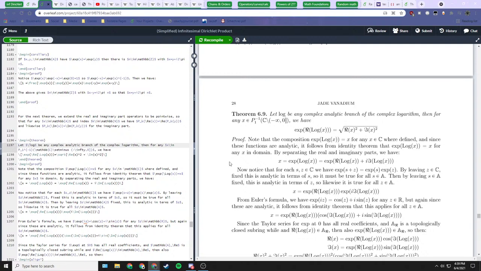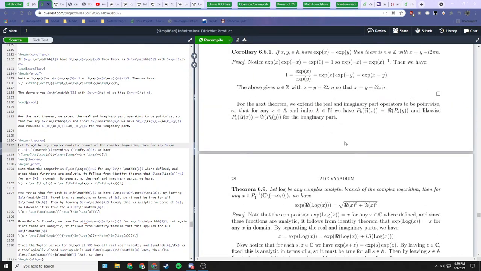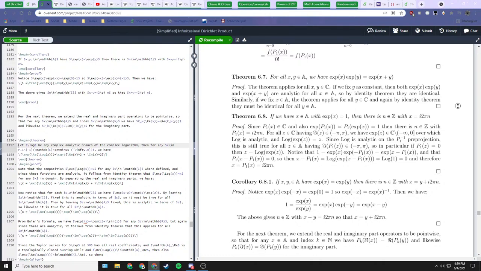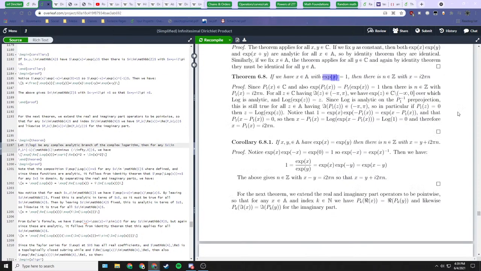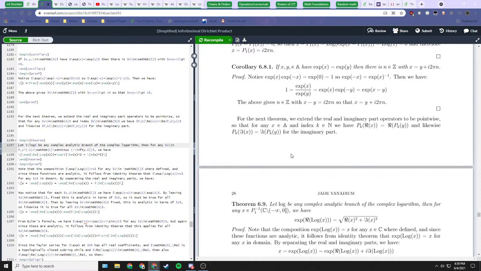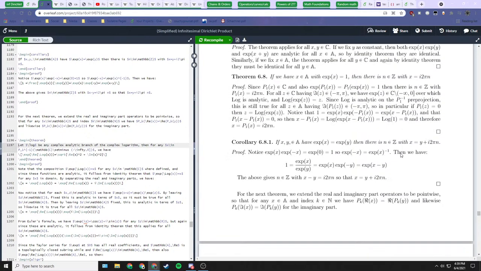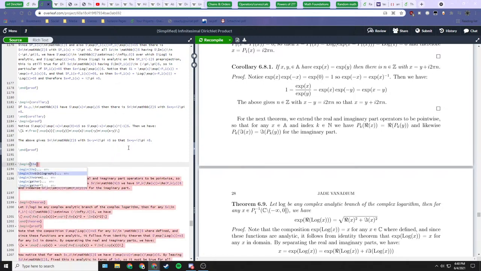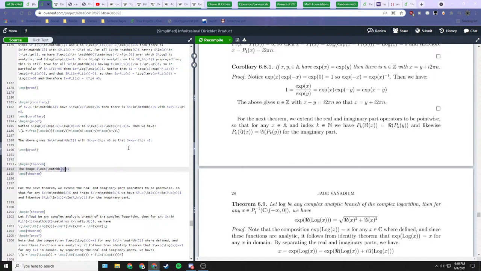Okay, so we can say, we could probably add something else here. We could probably add that for any output, we could say exp is surjective onto A star. That might help, actually. That could be interesting. Yeah, okay. Let's do that. Maybe.